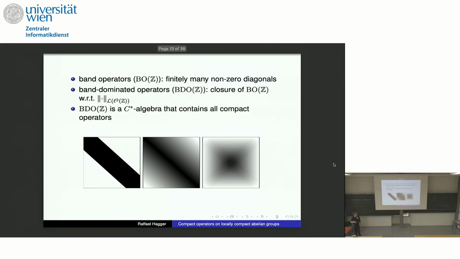Now what's not so difficult to show is that, first of all, it's a C-star algebra, but also it contains all compact operators. And this is how a compact operator looks in this picture, and maybe the picture already convinces you that this is band dominated. If not, then you have to check it by hand, but it's not so difficult. The point is, this is a good algebra to look for compact operators, because it contains all of them.